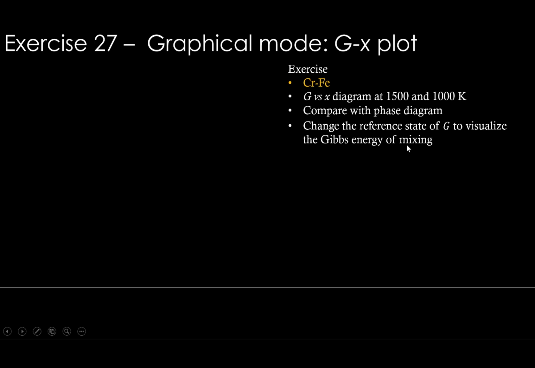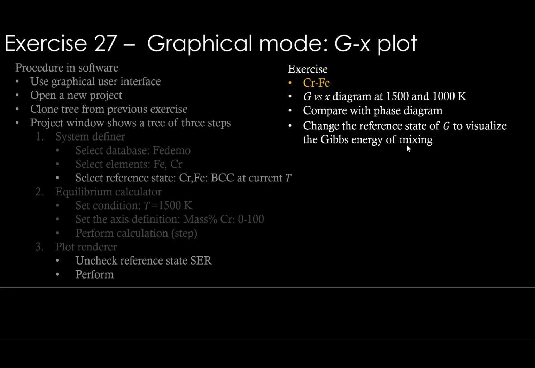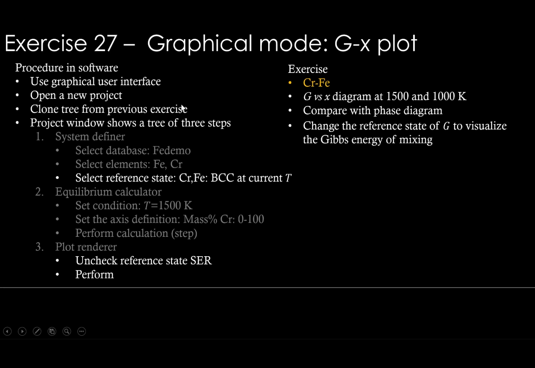To visualize Gibbs energy of mixing, make whatever is the Gibbs energy now for these two elements, chromium and iron, make it 0. Therefore whatever is the current state is going to become the reference state. Therefore it will become 0. So to do that, the procedure almost remains the same.